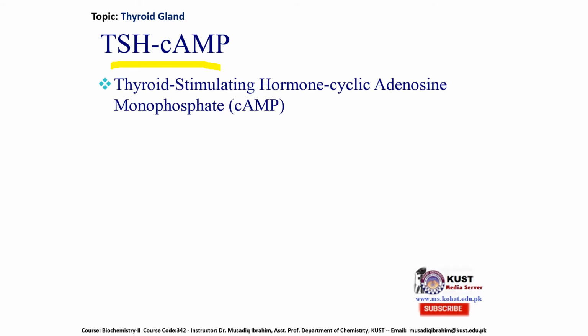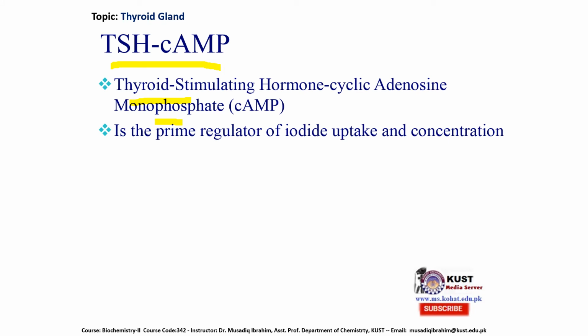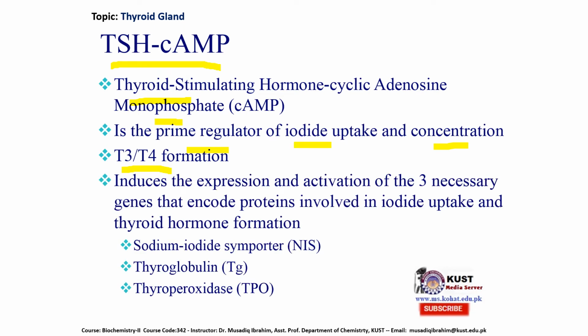This includes TSH cAMP, which stands for thyroid stimulating hormone, along with cyclic AMP, that is adenosine monophosphate. So this thyroid stimulating hormone, cyclic adenosine monophosphate, is the prime regulator for the iodine uptake as well as the concentration of iodine within the thyroid gland. Now this TSH cAMP is also responsible for the formation of thyroid hormones, and it also induces the expression and activation of three necessary genes.